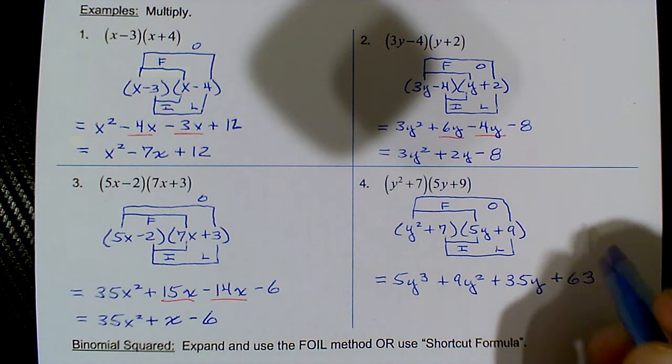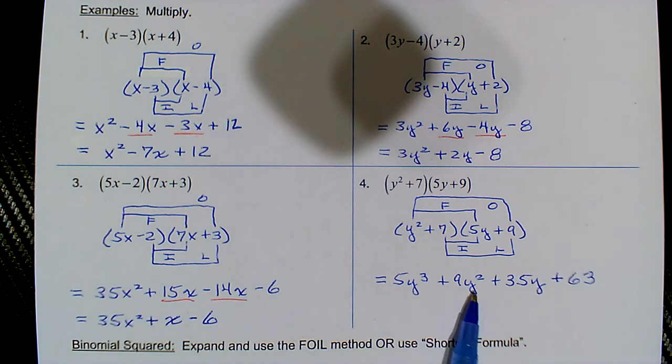And again, separate the terms. But notice now in this situation that there's nothing to combine. That is, all of these are unique terms: y cubed, y squared, y to the first, and a constant term. So the outers and the inners are not like terms.